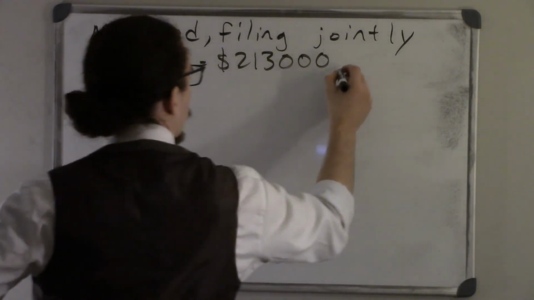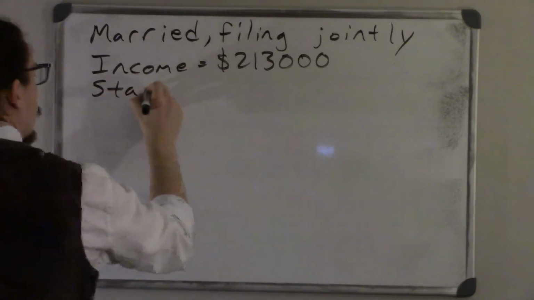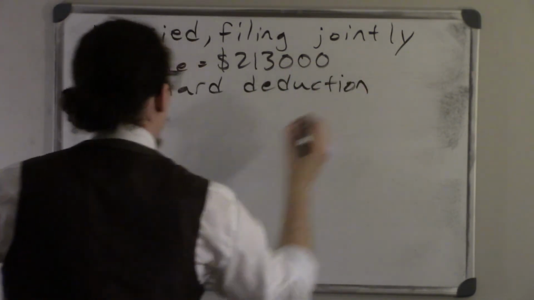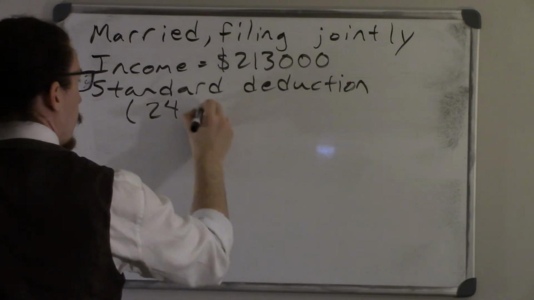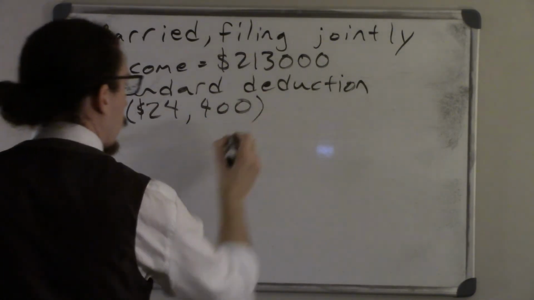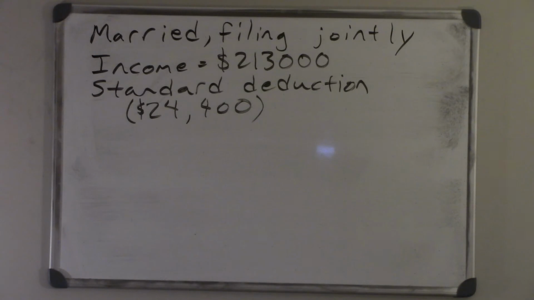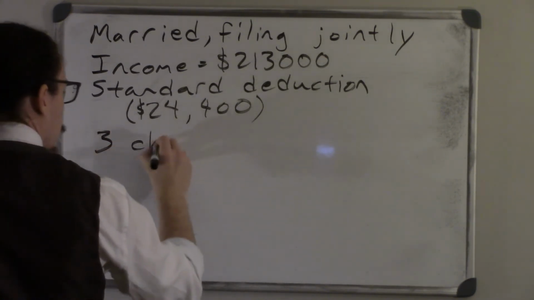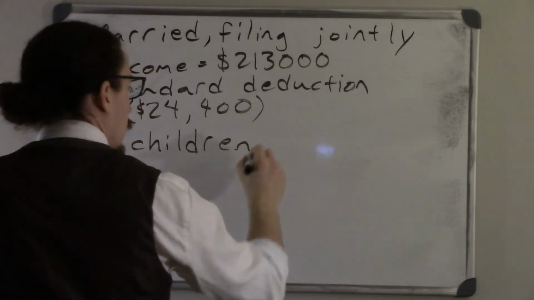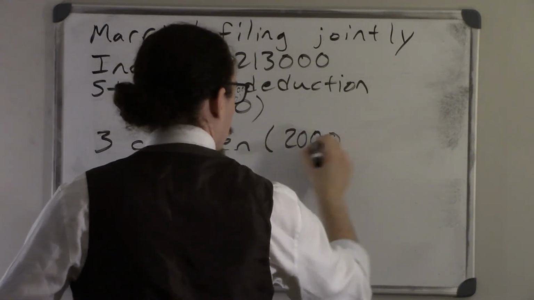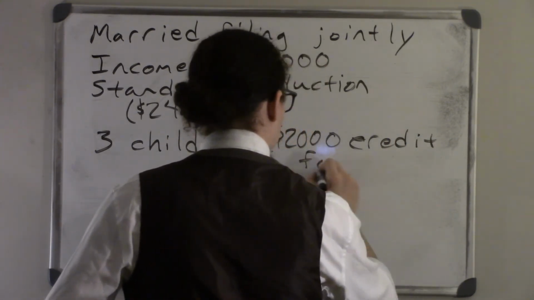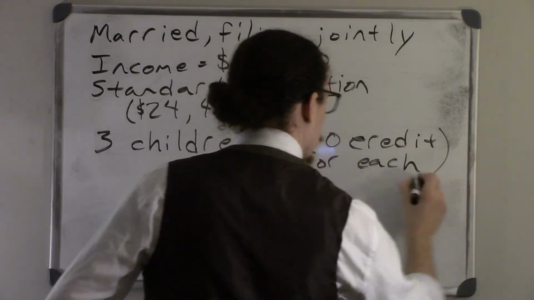They are going to take the standard deduction, which for someone married filing jointly is $24,400. And we are going to say that they have 3 children, and there is a $2,000 credit for each.